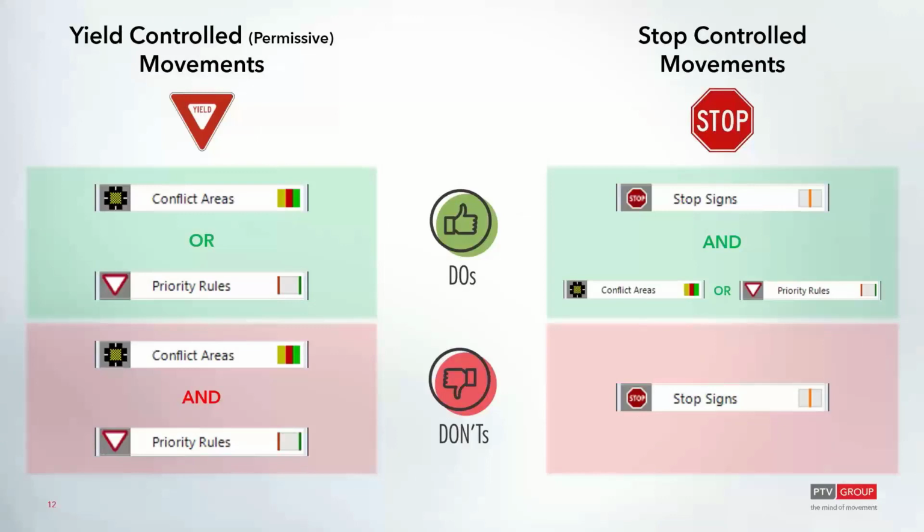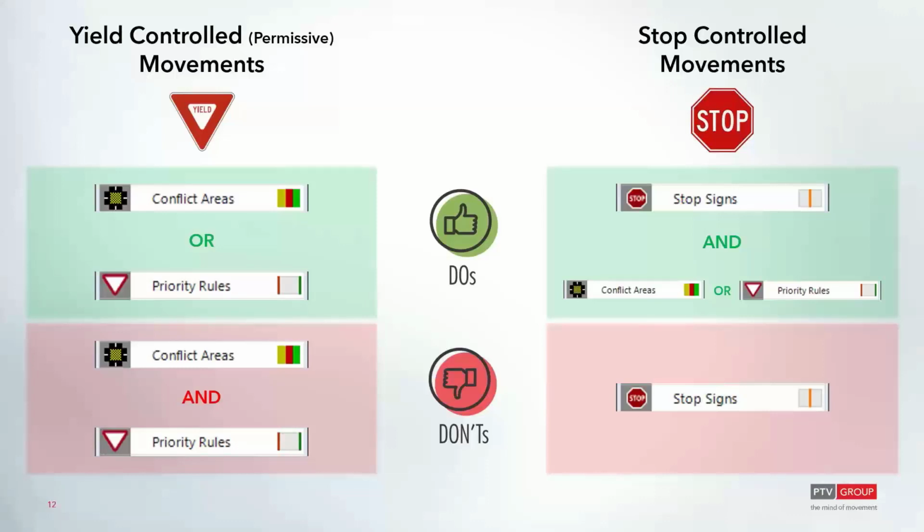And here's just a quick list of the do's and don'ts when using these types of objects. The conflict areas and the priority rules should never be used together. Depending on the condition that you're modeling, you'll just want to use one of those over the other. And we'll talk about that a bit more later.